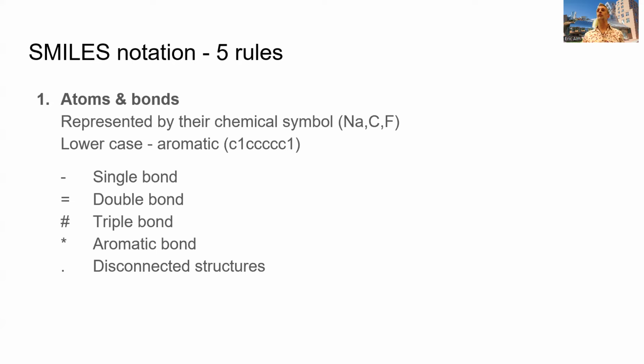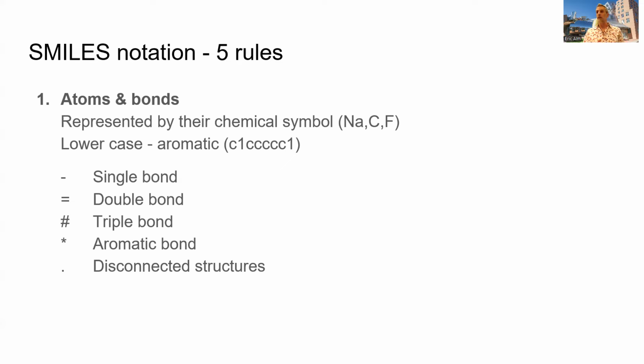And then there are also rules. If it's two characters, for sodium, it's a capital N, lowercase a. And then a lowercase c for carbon also has a special meaning. That means it's a carbon in an aromatic compound, or an aromatic bond within a larger compound. So you'll have uppercase and lowercase c that have different meanings.